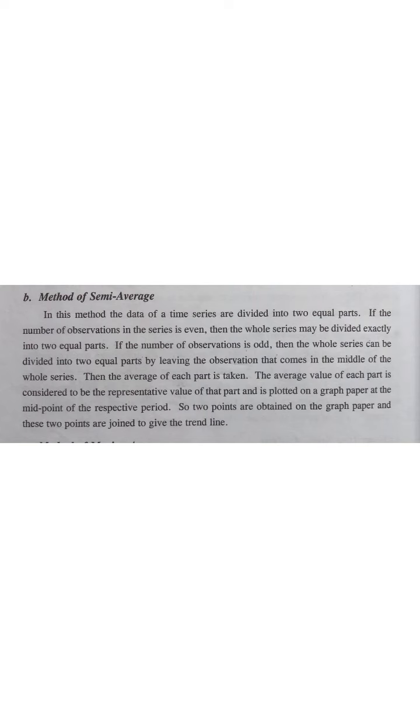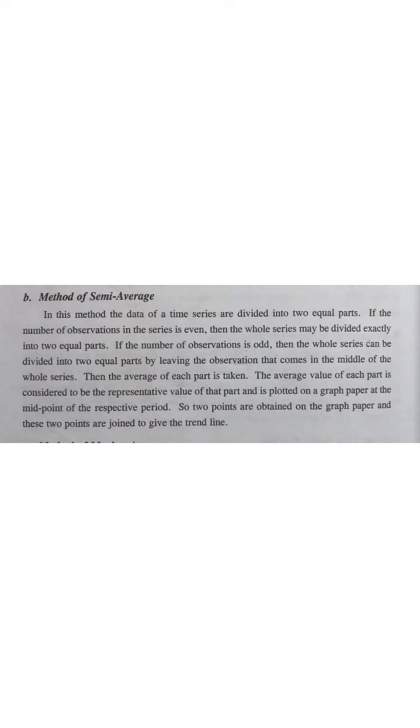the whole series may be divided exactly into two, and if the number of observations is odd, then you divide the series into two parts by leaving out the observation that comes in the middle. Then the average of each part is taken. The average value of each part is considered as the representative value of that part. So in the semi-average method, as the name says, you are going to calculate it the halfway, dividing it into half.